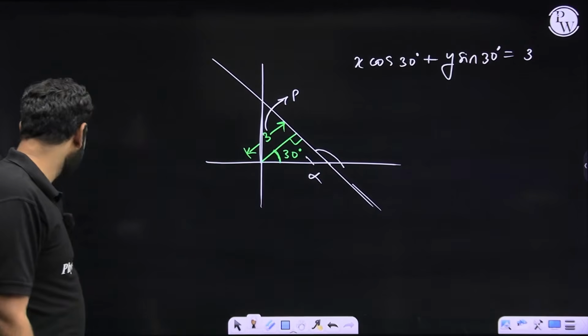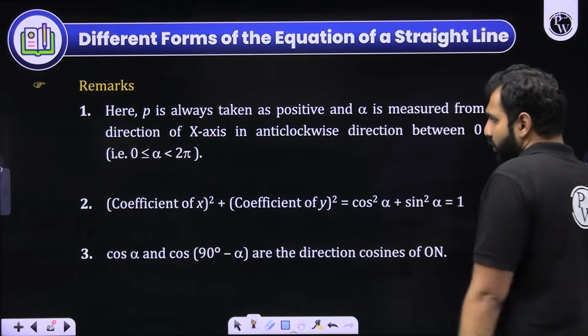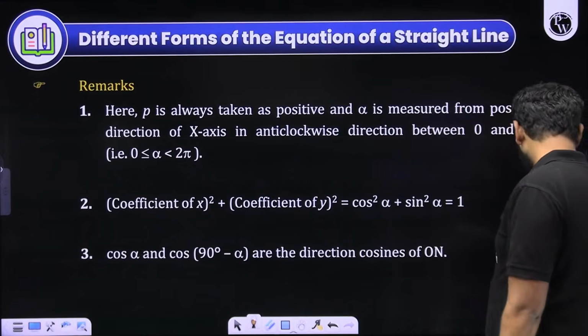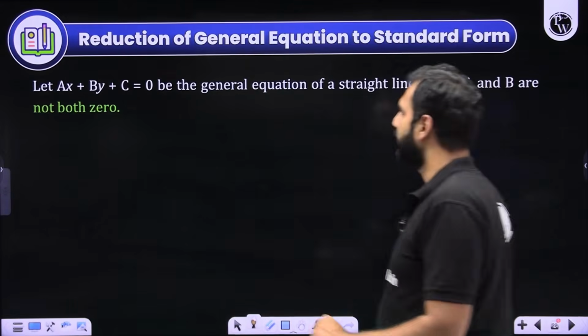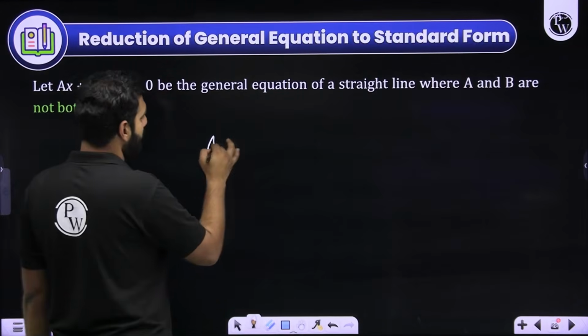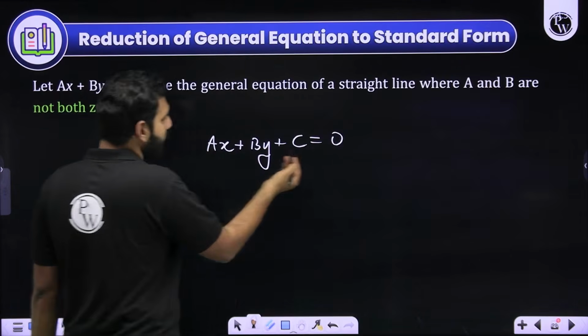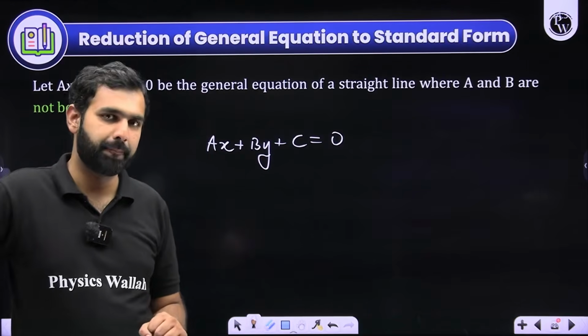Now, moving ahead towards the next part, that was very simple here. Of course, the coefficient of x square plus the coefficient of y square is 1. We all know that. This is something which we have already discussed in vectors and 3D, direction cosines and direction ratios. Let's not get confused by that discussion over here. But let's say I am given a standard form, ax plus by plus c is equal to 0. This clearly looks like, or it is indeed, a linear equation with two variables x and y.